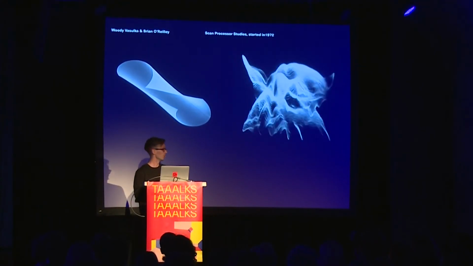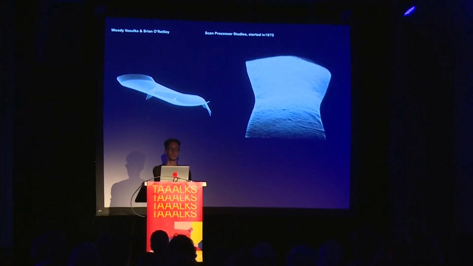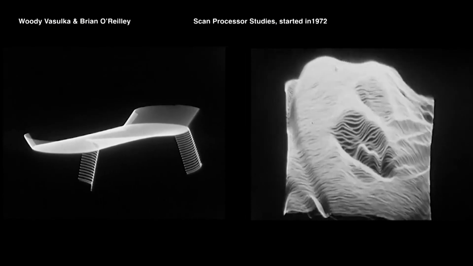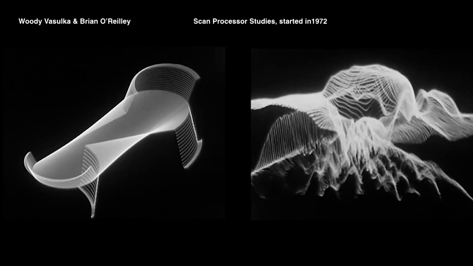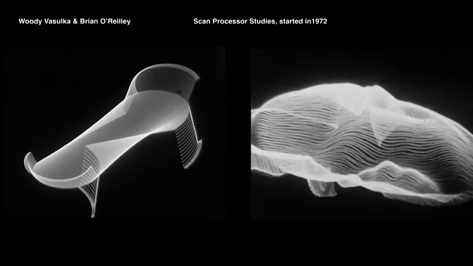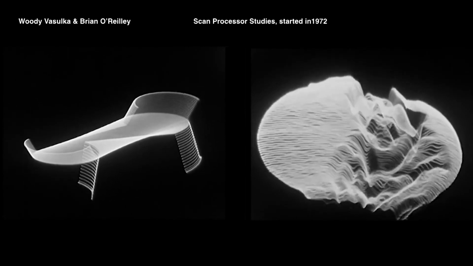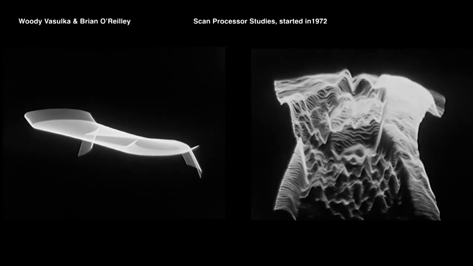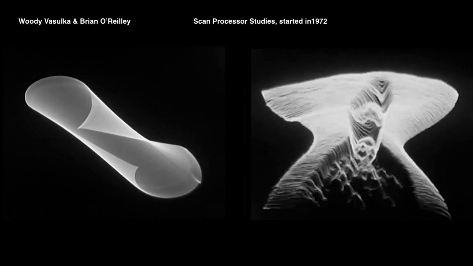Another example which I really like is made by Woody Vasulka and Brian O'Reilly. What they actually did, with this project here, is they manipulated the way an old CRT TV works, these giant, big television sets, with a machine called a scan processor. And they could actually manipulate the way this TV functions to then create these completely abstract figures that go from geometric to almost like a horror movie, just by manipulating the hardware.